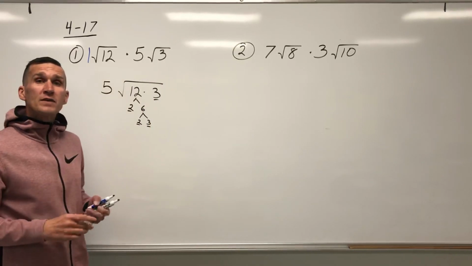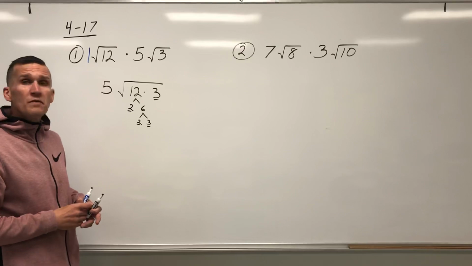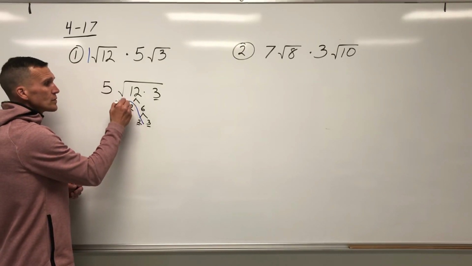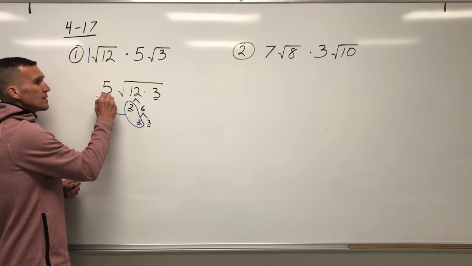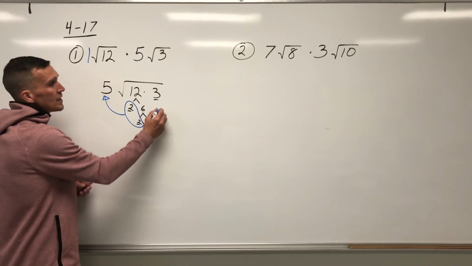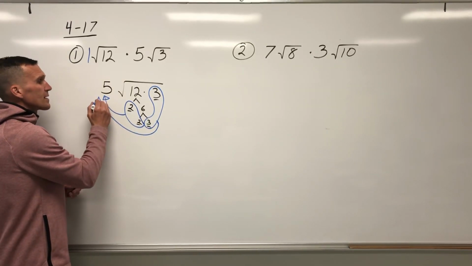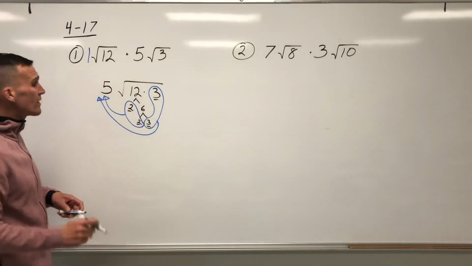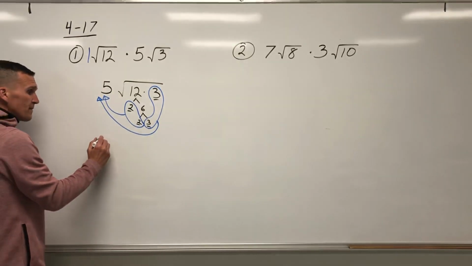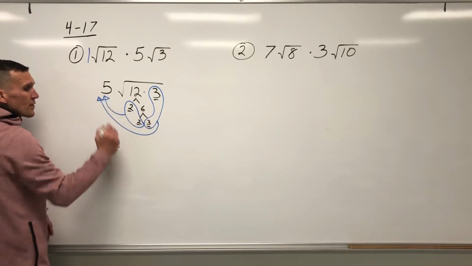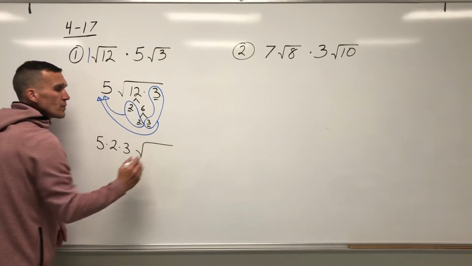So this is a very special problem because when you start looking for pairs of prime numbers, you see a pair of 2's. They get to come outside. You also should see a pair of 3's. They get to come outside. So what you have on the outside, the 5 is already there, times a 2 came out, times a 3 came out, and you put a square root.